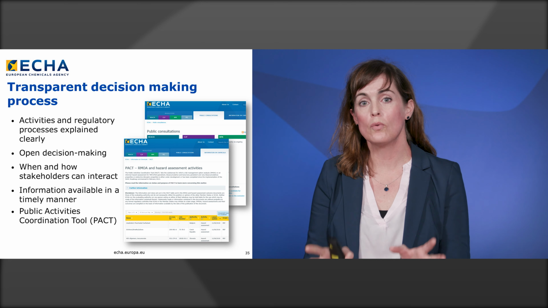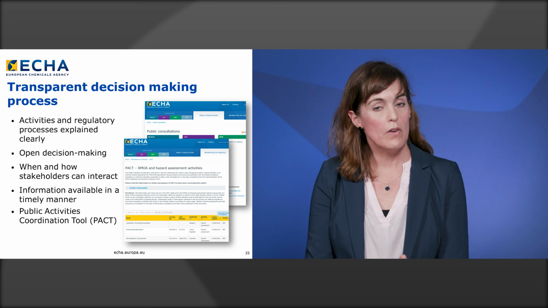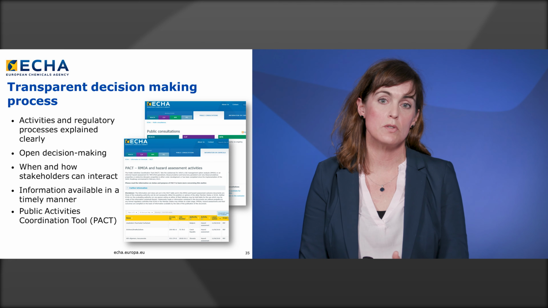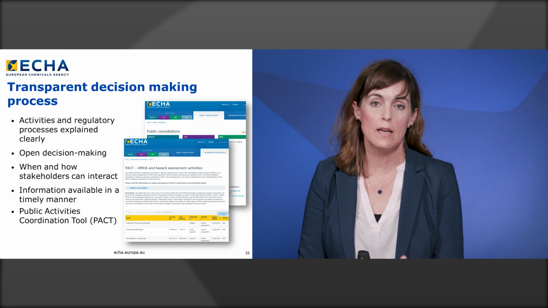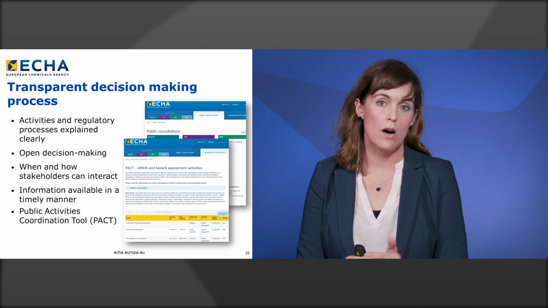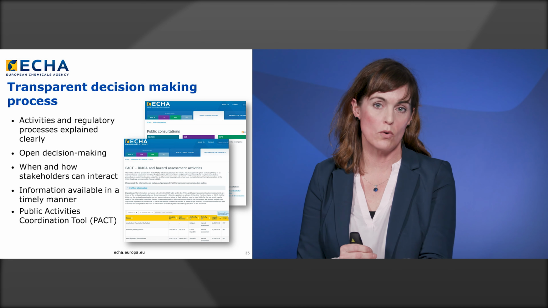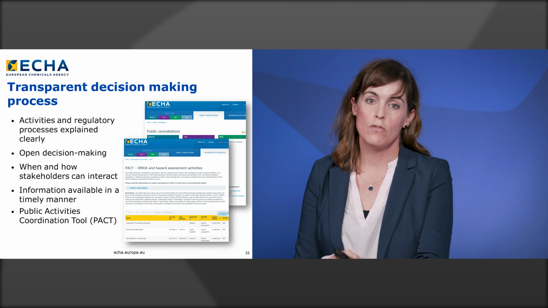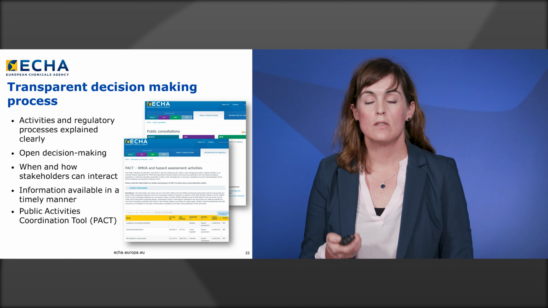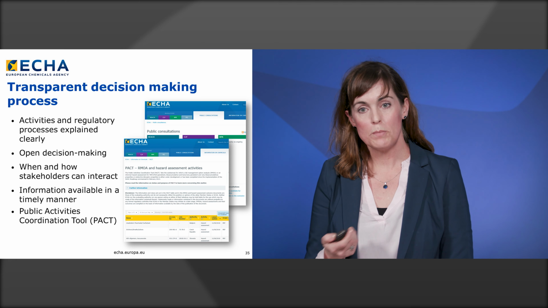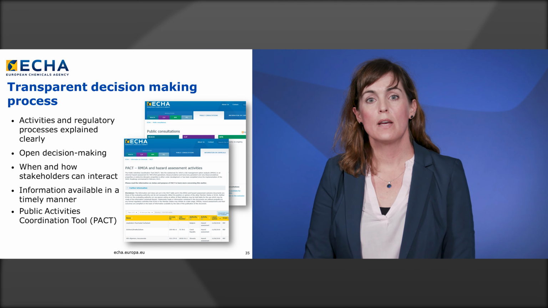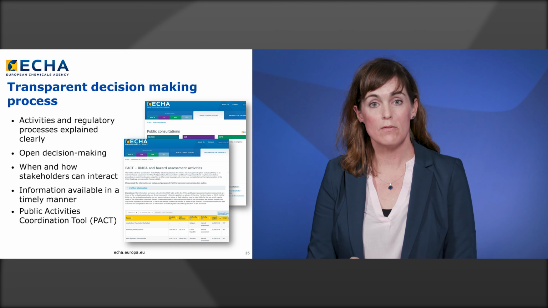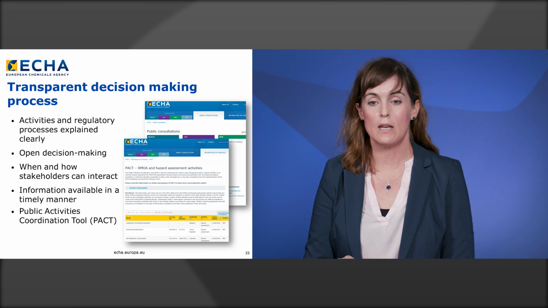So we have several tools available to very transparently indicate early on when a specific process will kick in, how you can engage, how you can interact, when you can send your comments, suggestions, additional information, and so on. This is also something that, when we speak to countries outside the EU, is sometimes a challenge: to make sure that all stakeholders are involved and feel involved in decision making.